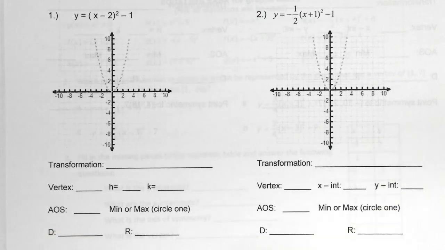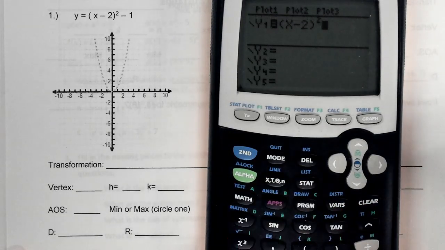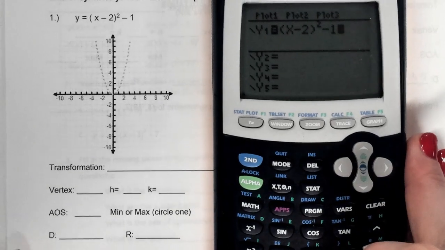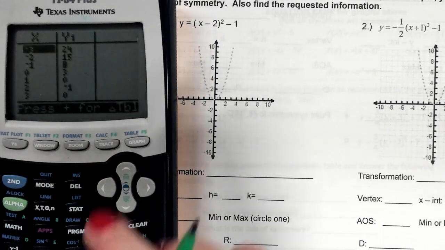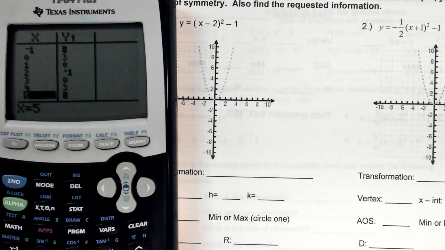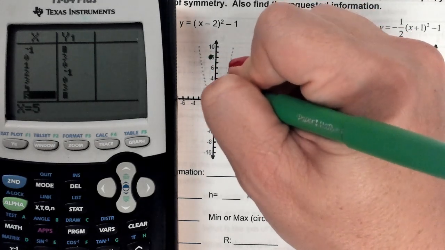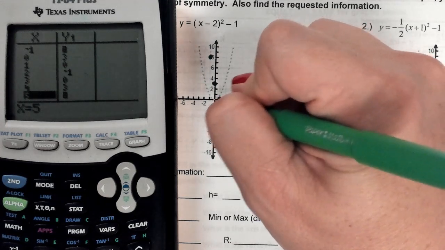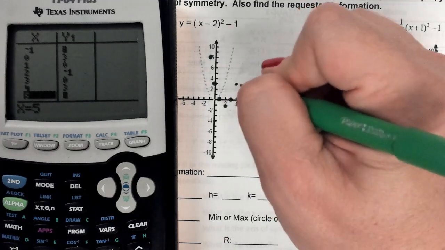Okay, so let's look at number 1. So if we graph it, we have x minus 2 squared minus 1. I typed it the exact same way it was given to me. And I'm going to go to my table, and I'm going to look for my rainbow. So there's my rainbow. Those are the points I'm plotting. Okay, so I have -1, 8, 0, 3, 1, 0, 2, -1, 3, 0, and then 4, 3, and 5, 8.